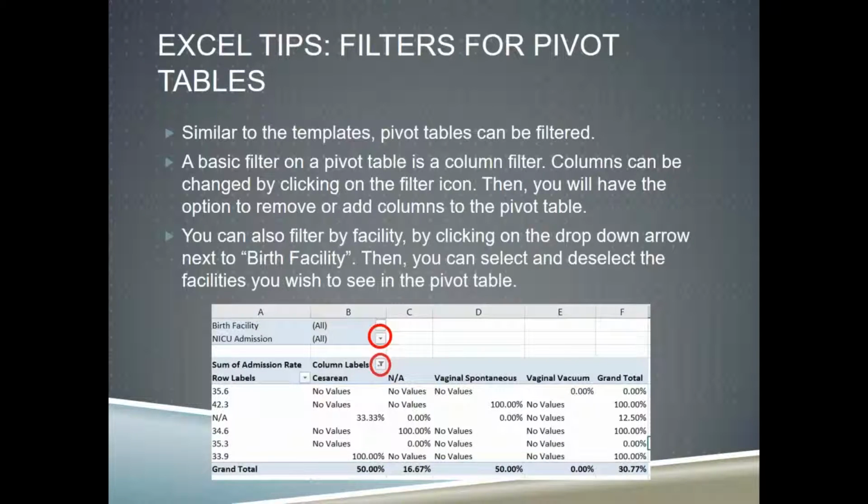Same with the rows side of it. If you only want to look at one particular row, or if you had a few that were at 35.6 in this case, and for the age, you can filter the rows as well. And then finally, if you have a detail extract that has multiple facilities, you can also filter on one or many facilities.